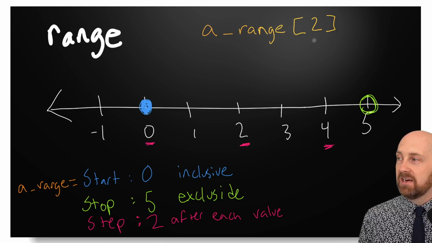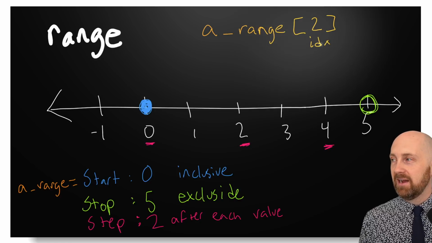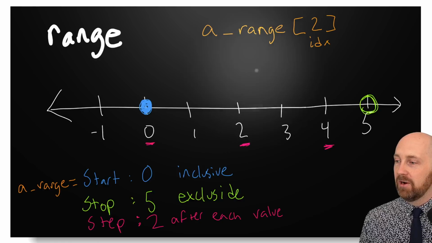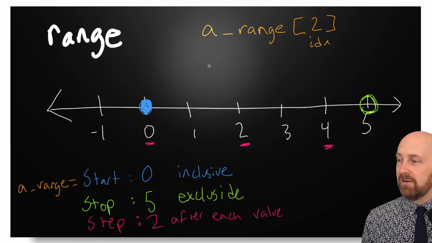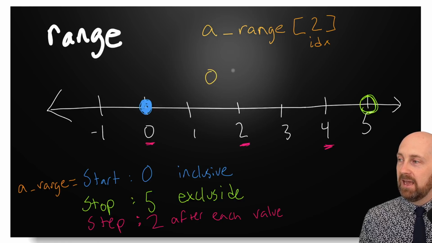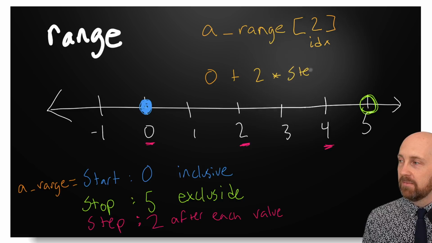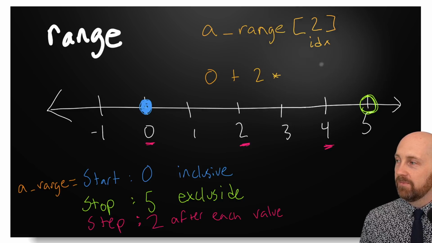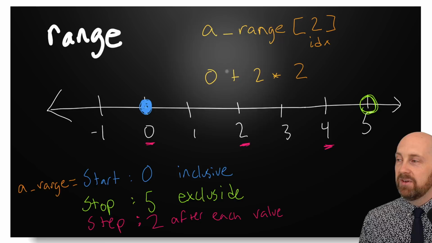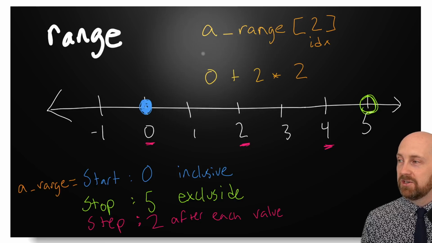Well, let's imagine this index is the variable idx, and we're going to use 2 as our idx. How can we compute this? Well, we're going to take our start, which is 0, and add on to it our index multiplied by our step, which in this case is 2. And in doing so, we get our value.